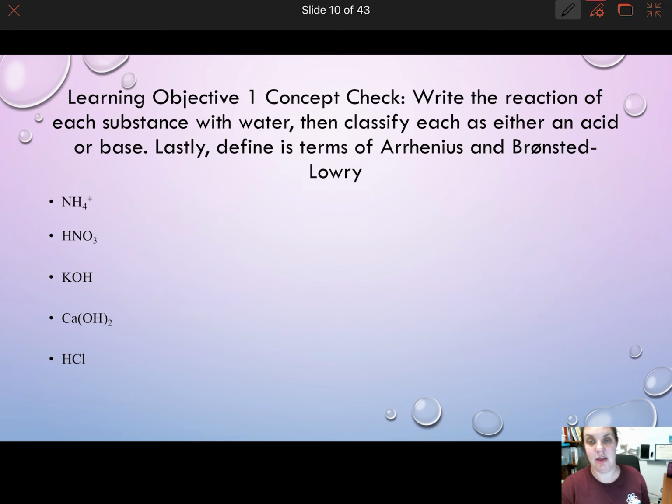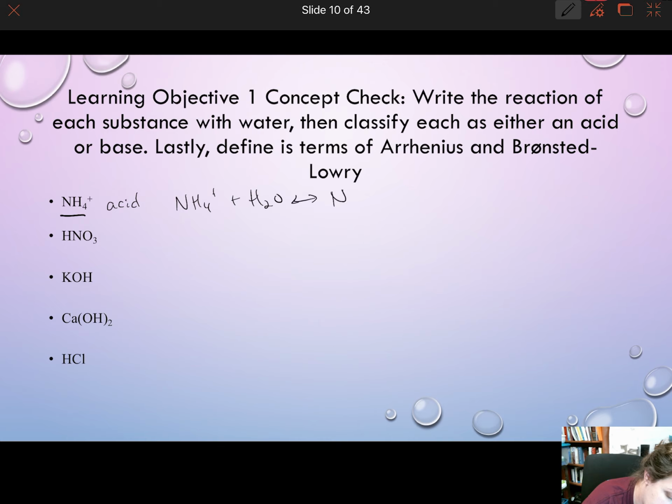Okay, so let's see if we can classify each substance as an acid or a base, and then what we will do within water. So the first one right here, we have a positive charge. That's going to indicate to us that this is going to be an acid. Okay, so we have NH4 plus water gives us NH3 plus hydronium. Okay, HNO3, because of that hydrogen right there, and there's no charge, so if you see a hydrogen with no charge, you're talking about an acid again. So HNO3, nitric acid, when it reacts with water, nitric acid is considered a strong acid, so it's going to be a one-way arrow, giving us NO3 minus plus hydronium.